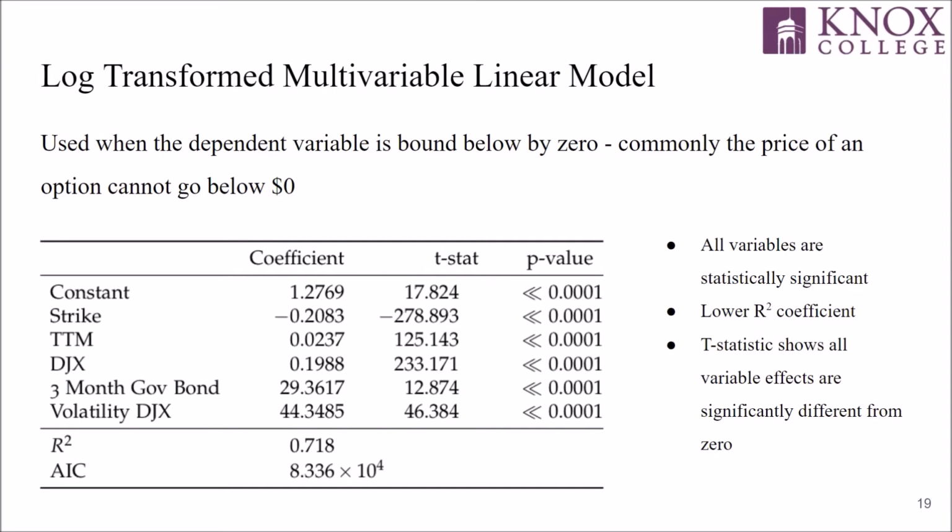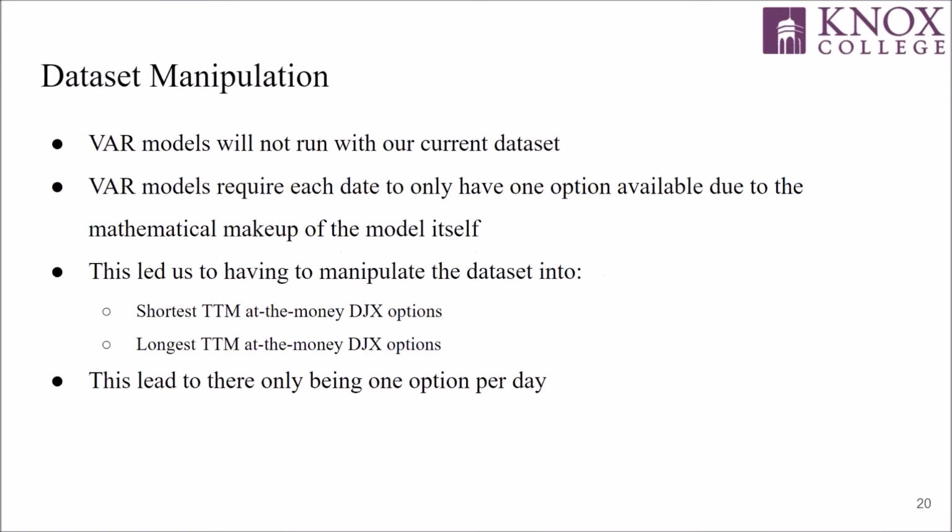We have a significantly lower adjusted R-squared. We have a standard p-value, all of them statistically significant, that's great. And we have the same result here with the t-stat. So then when we moved on to any of our more advanced modeling techniques, we found out that there had to be some form of data set manipulation.